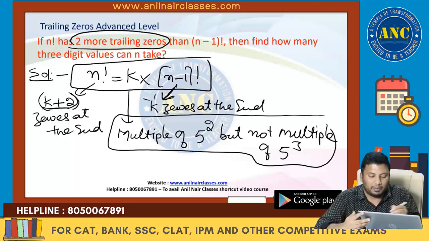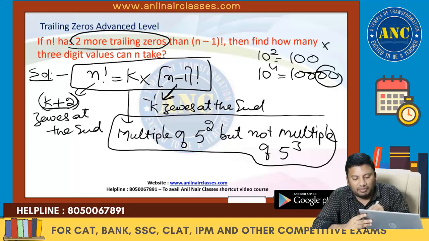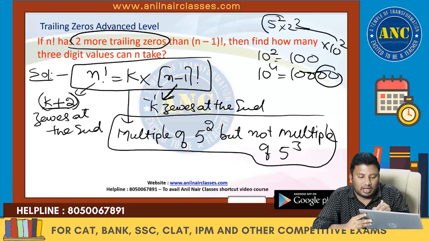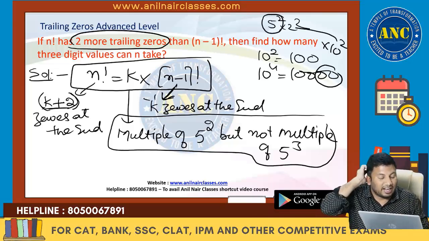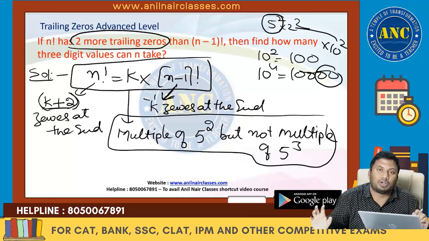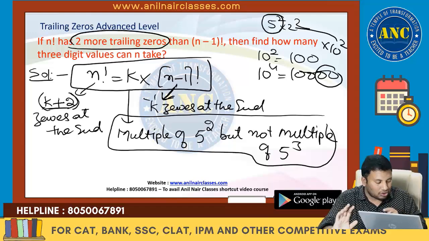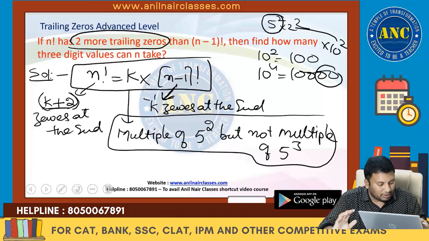If it has got k plus 2 zeros, suppose 10 square is 100, 10 power 4 is 1 followed by 4 zeros. I got 2 more zeros at the end. That is because of 10 square. 10 square is nothing but 5 square into 2 square. Number of zeros at the end is derived from 5 rather than 2, because when you are writing factorial numbers, powers of 5 are less when compared to the power of 2. So k should be a multiple of 5 square, but not a multiple of 5 cube. This first key point, I hope it is clear.